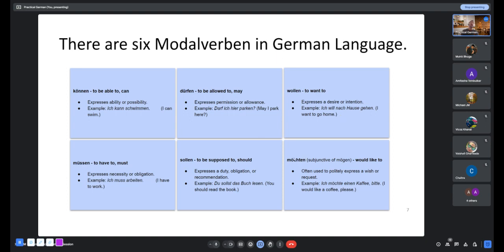Then möchten. Many people ask what is the difference between wollen and möchten. The difference is only that wollen is a very strong wish, while möchten is a polite way of expressing your wish. So I can also say "Ich möchte nach Hause", I would like to go home, or "Ich will nach Hause". There is a difference. "Ich möchte einen Kaffee bitte." If you go to a restaurant, of course you can say "Ich will eine Pizza haben", I want to have a pizza. Or you can be a gentleman or lady of leisure and say nicely, "Ich möchte eine Pizza haben, bitte." So, any questions about the meanings of them? Please ask.